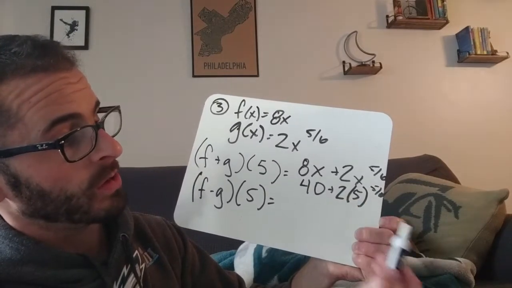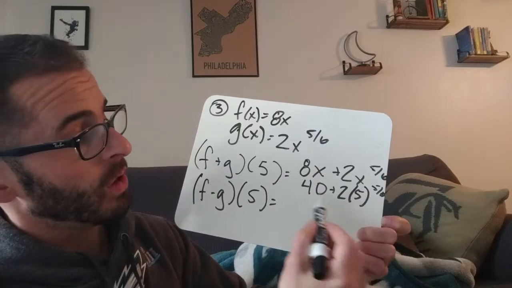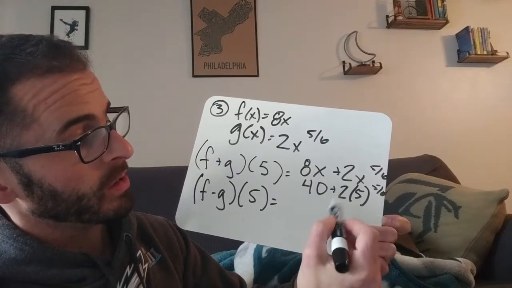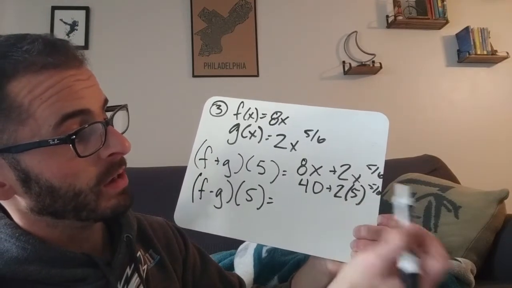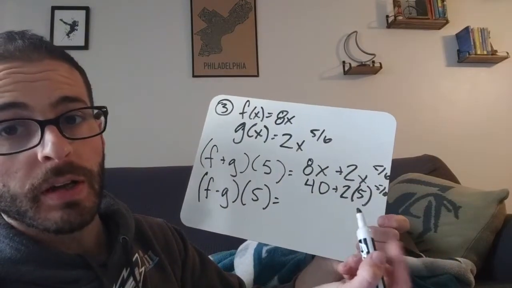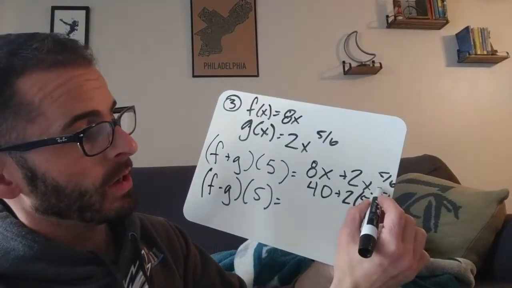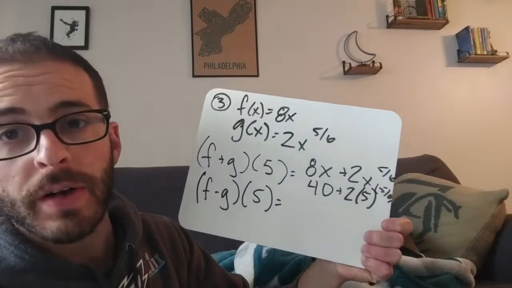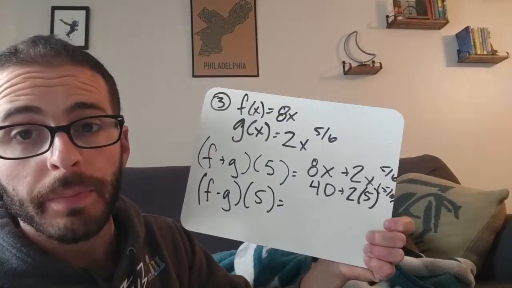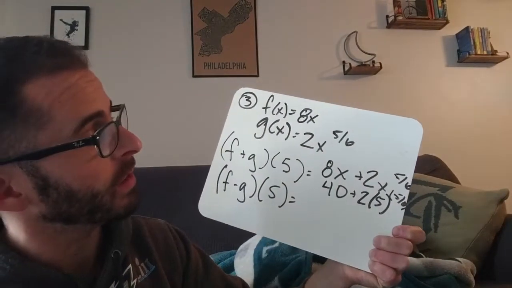Of course, you're going to have a graphing calculator. So go ahead and plug in 40 plus 2 times 5 to the 5/6. When you plug in 5/6 on the calculator, make sure you put parentheses around it or else you're going to get the wrong number. And you can go ahead and check your answer in the back of the book.